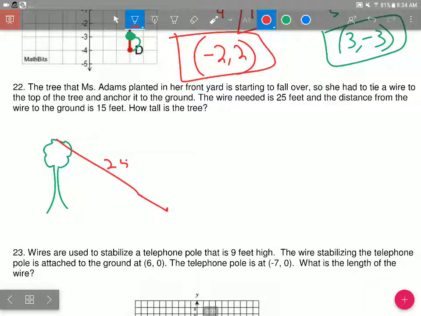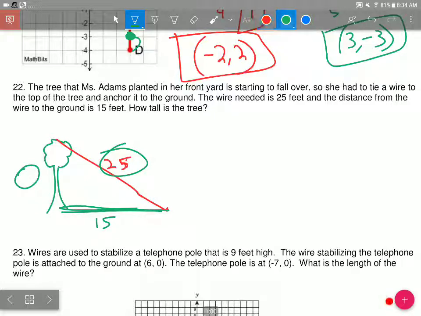And the distance from the wire to the ground is 15 feet. Okay, I think what they mean here is from the wire to the base of the tree is 15 feet. How tall is the tree? Because this is obviously the wire. They're asking us for the tree, therefore this is a poorly worded question, but that's okay, we can survive it.